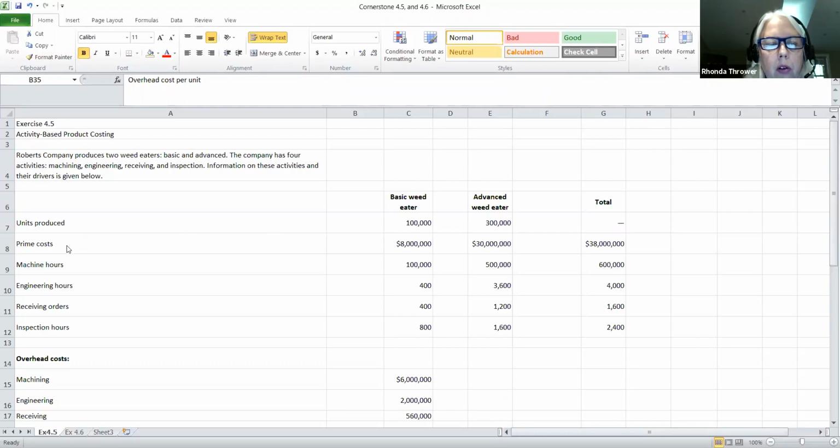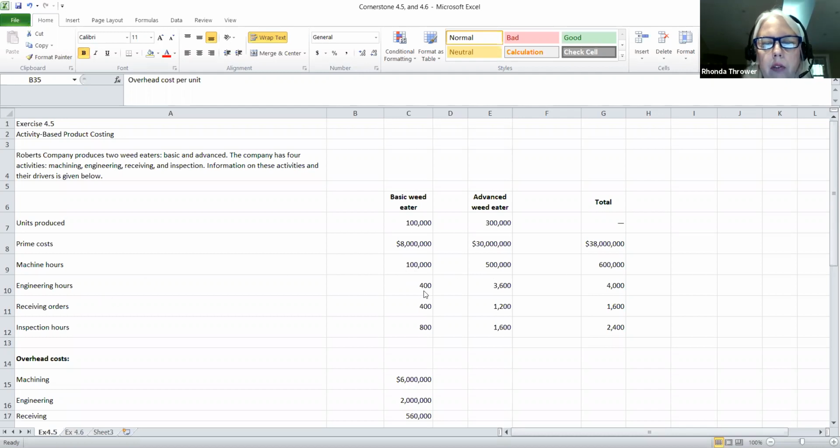They've talked about prime costs. To review, those are your direct materials and your direct labor, and they went ahead and combined that together. For the basic weed eater, the prime cost was $8 million. For the advanced weed eater, it was $30 million. They've given us machine hours for the basic weed eater, which is 100,000, and for the advanced weed eater, 500,000. They've also given us the total machine hours out to the side here.